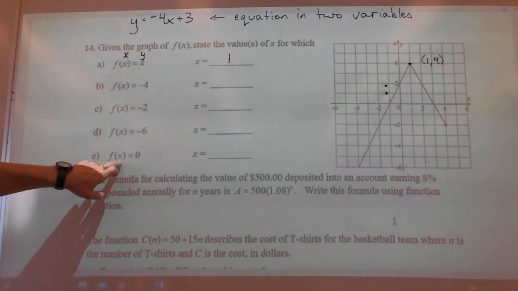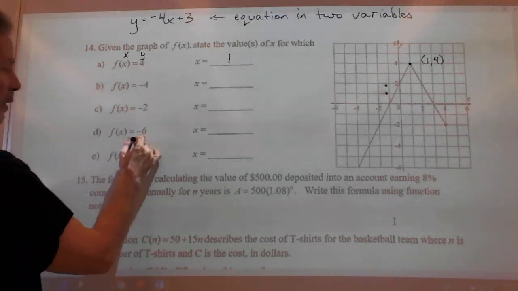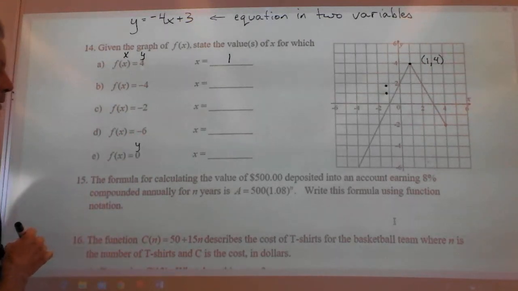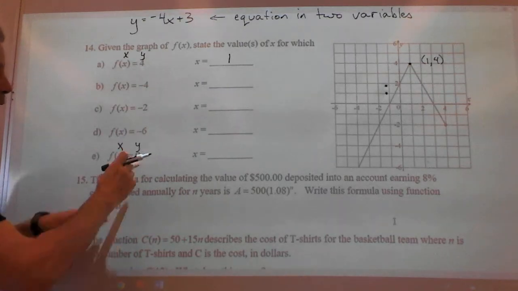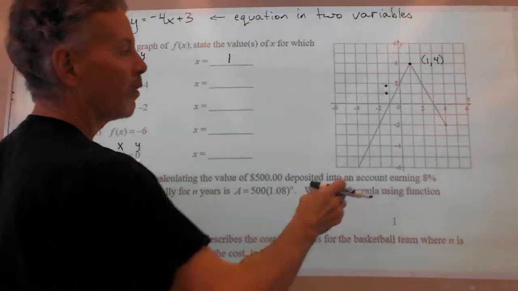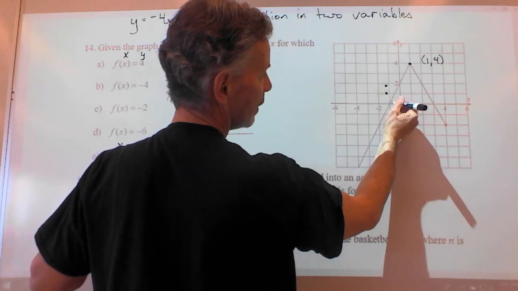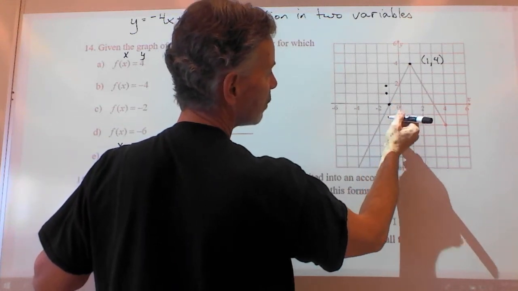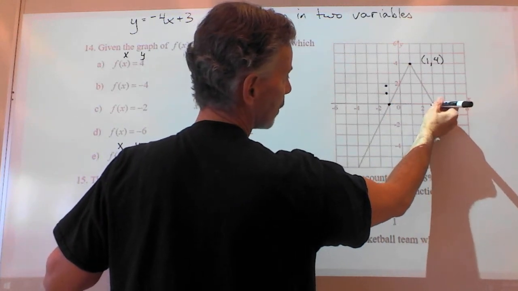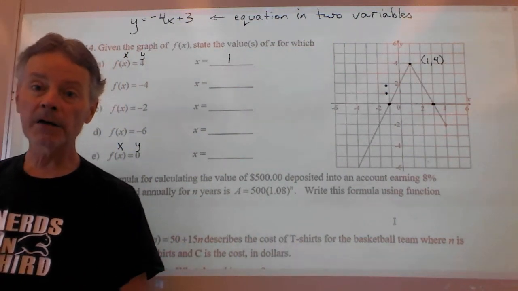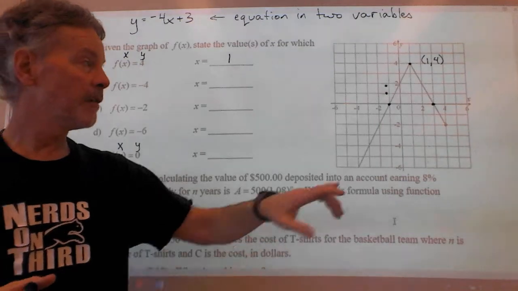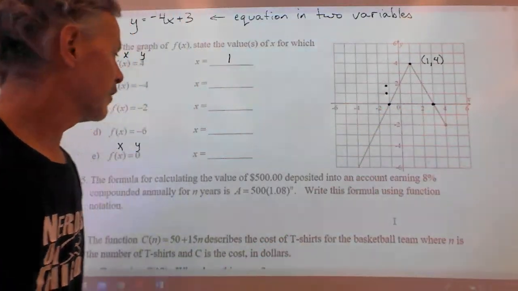We have f at x equals 0. So again, remember, this is your y value. And they're saying, what will your x value be when y is 0? Well, if you take a look at the graph, you'll see here's a place where y is 0, but here's another place where y is 0. So again, don't be scared. You can have two correct answers.